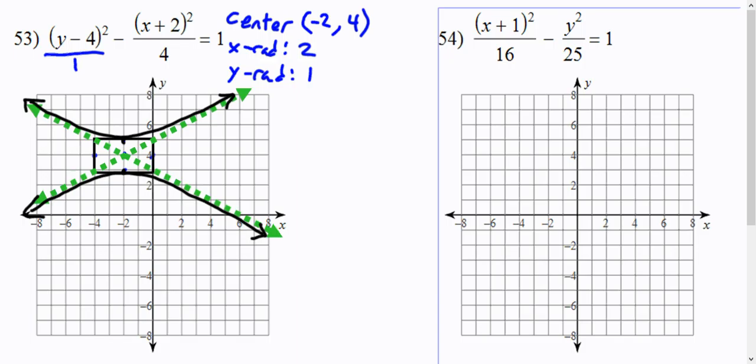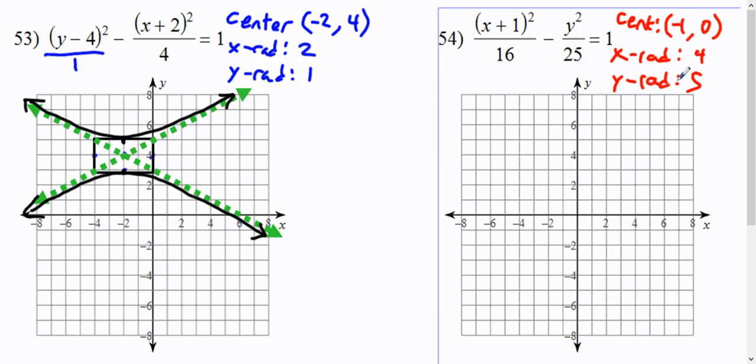Similar over here, except remember this one will open the other direction because x was first. We'll get our center, -1, and then there's no number with the y, so that's 0. -1, 0 is our center. And then our x radius and y radius. X radius is the square root of 16, underneath the x. Square root, you get 4. A y radius, under the y, square root of 25 is 5.